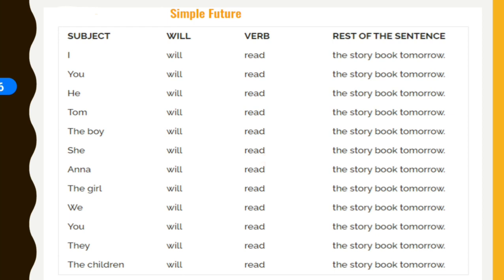I hope you must be finding it easy. You don't have to learn different rules. You don't have to learn the past form. You don't have to learn the rules of adding ing like we used to do in continuous tense, right? Simply add will and then the first form of the verb. That's all, your work is done.